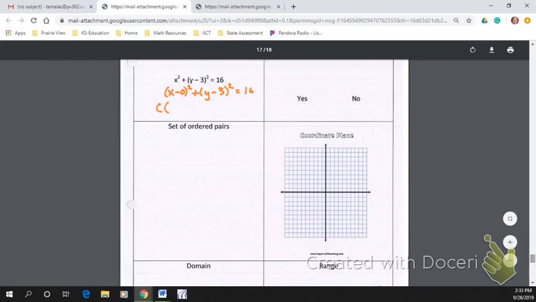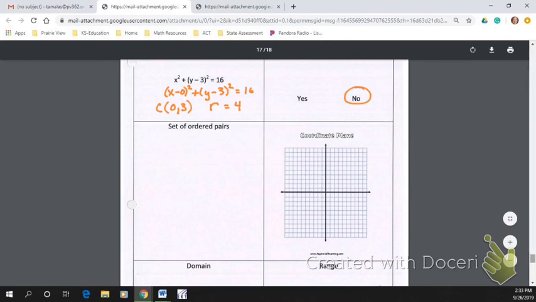The center is at 0, 3. And what's my radius? 4. Square root of 16 is 4. Remember, this is radius squared. This is radius. So it's not a function, it's a circle. Yeah, you're right. It's going to fail the vertical line test.